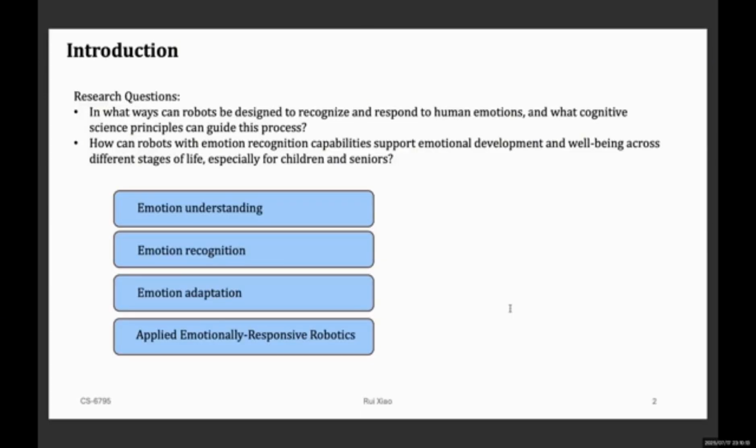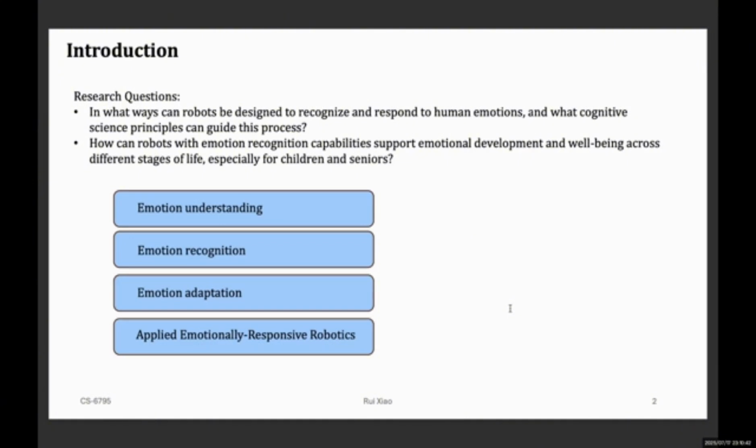This study focuses on two research questions. The first one is, in what ways can robots be designed to recognize and respond to human emotions? And what cognitive science principles can guide this process? Second, how can robots with emotion recognition capabilities support emotional development and well-being across different stages of life, especially for children and seniors?